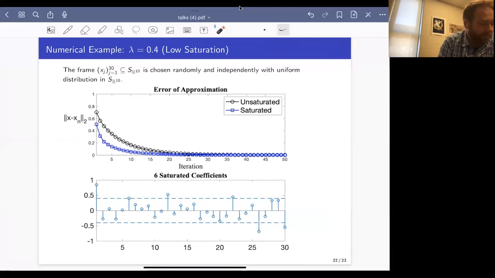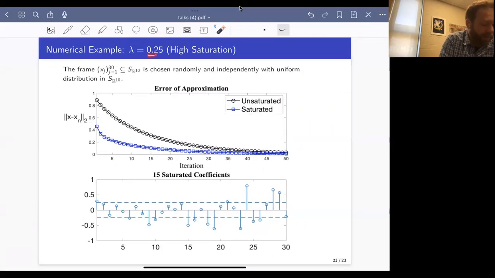We did a frame of 30 unit vectors in R10, picking the lambda saturation level to be 0.4. Here we did the normal frame algorithm on the unsaturated coordinates. So in black, this is just the normal frame algorithm using only unsaturated coordinates. Here, this is doing the lambda saturated frame algorithm. And so you can see it outperforms it, but both of them at this saturation level do pretty well.